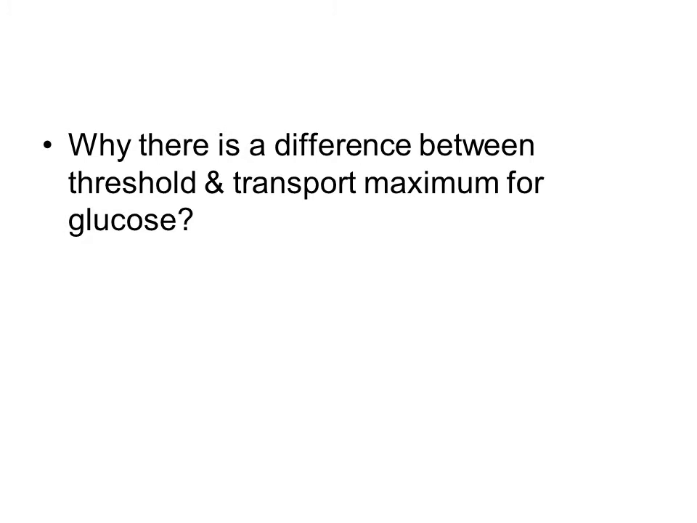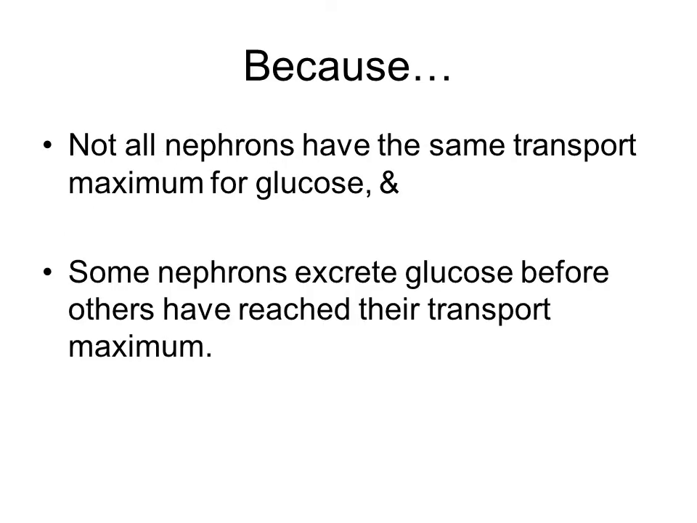Why is there a difference between the threshold and transport maximum for glucose? One of the reasons is that not all the nephrons have the same transport maximum for glucose, and some of the nephrons excrete glucose before the others have reached their transport maximum. The overall transport maximum for the kidneys, which is normally 375 milligram per minute, is reached when all the nephrons have reached their maximum capacity to reabsorb glucose.